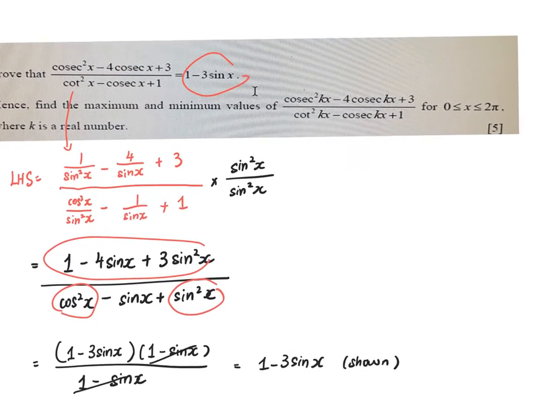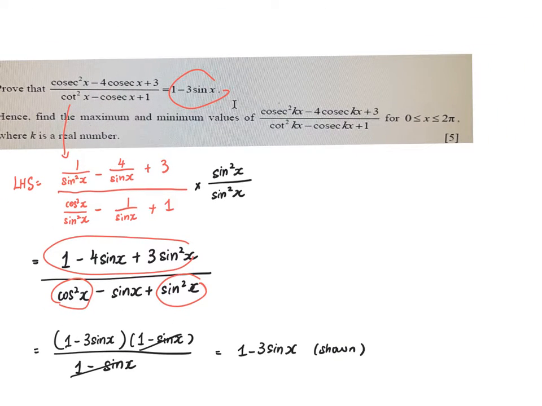Now hence, I need to find the maximum and minimum value of (cosecant square kx minus 4 cosecant kx plus 3) over (cotangent square kx minus cosecant kx plus 1). I know that it uses the word hence, so it's referring to the earlier result.